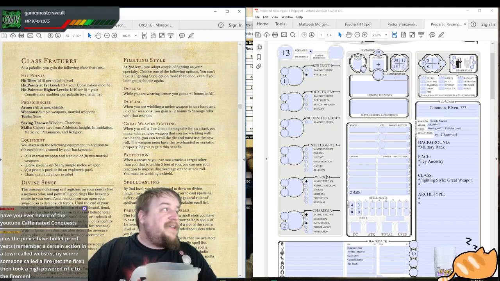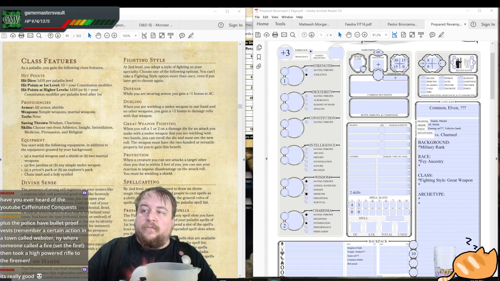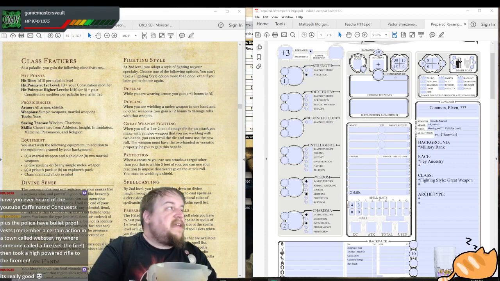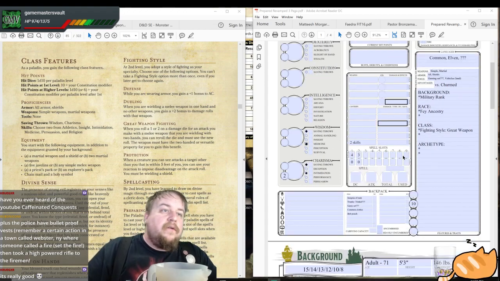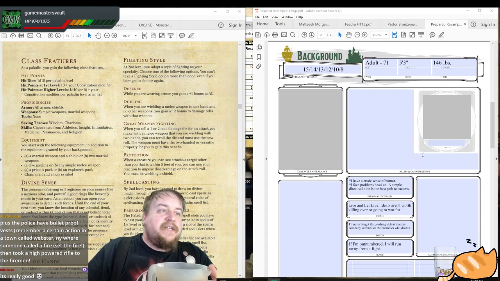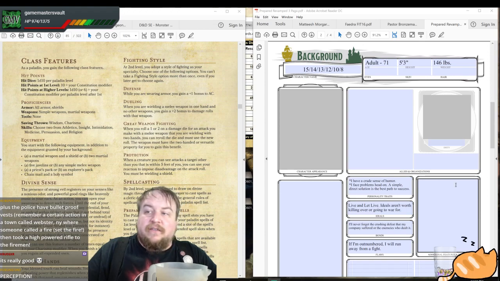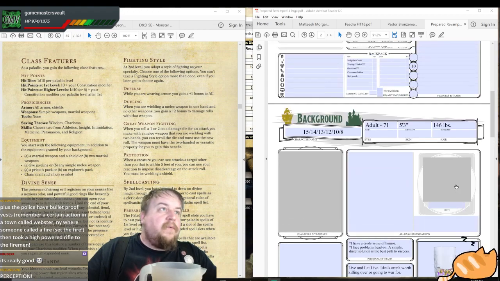Of the 2 that you can get by virtue of being a paladin, I think for sure, given her healer role, medicine would be one of them. If that's the case, what else would stand out to you? What would, given her personality, remember, she has a crude sense of humor, and she faces problems head-on. A simple, direct solution is the best path to success. Live and let live. Ideals aren't worth killing over or going to war for. I'll never forget the crushing defeat that my company suffered or the enemies who dealt it. If I'm outnumbered, I will run away from a fight.